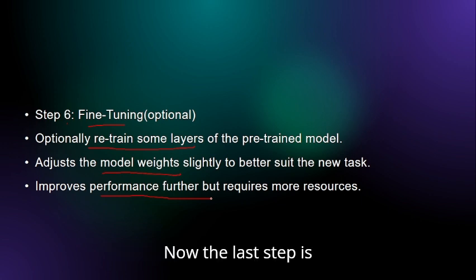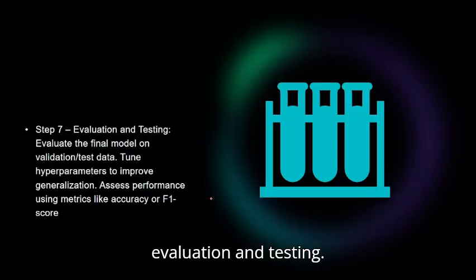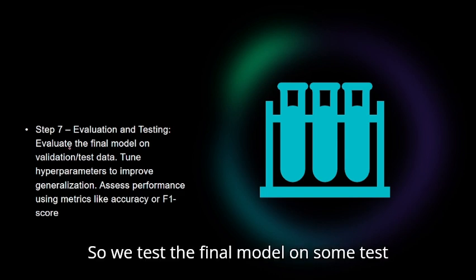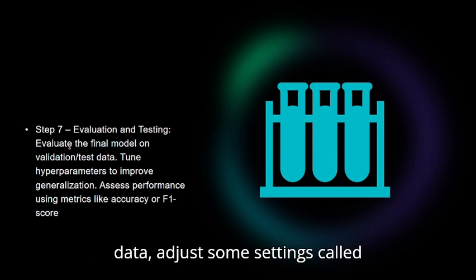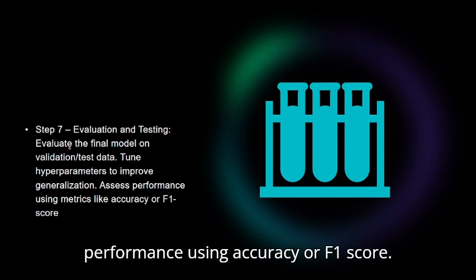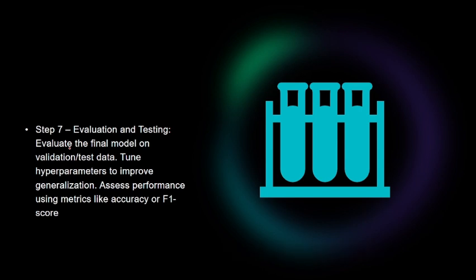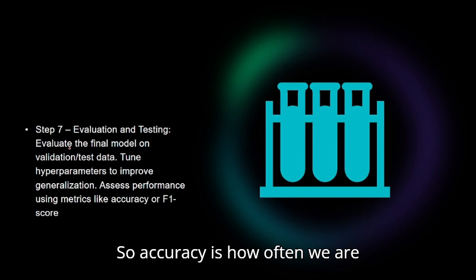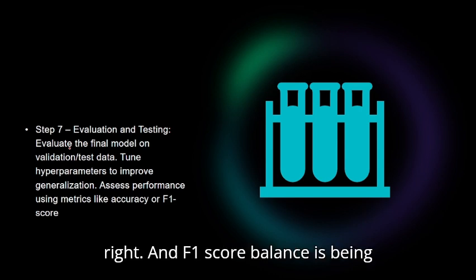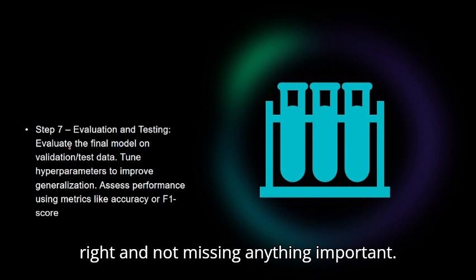Now, the last step is evaluation and testing. So, we test the final model on some test data, adjust some settings called hyperparameters, and measure performance using accuracy or F1 score. Accuracy is how often we are right, and F1 score balances being right and not missing anything important.